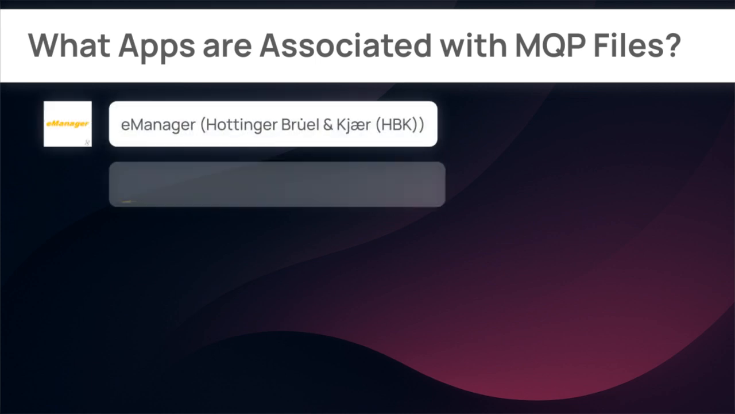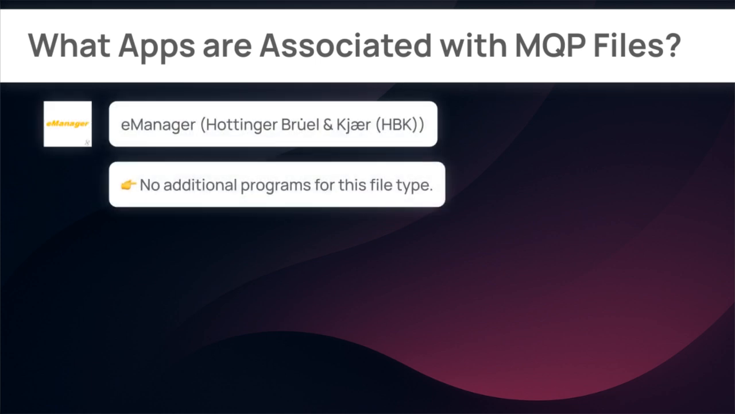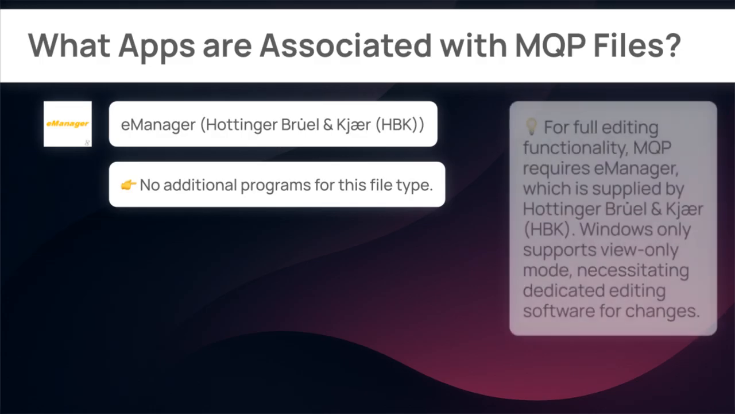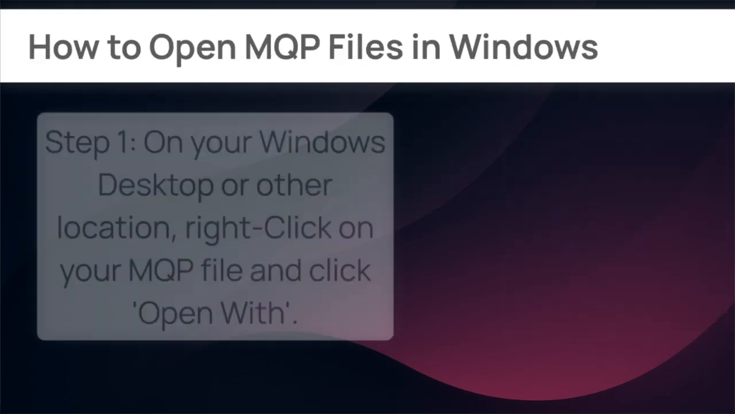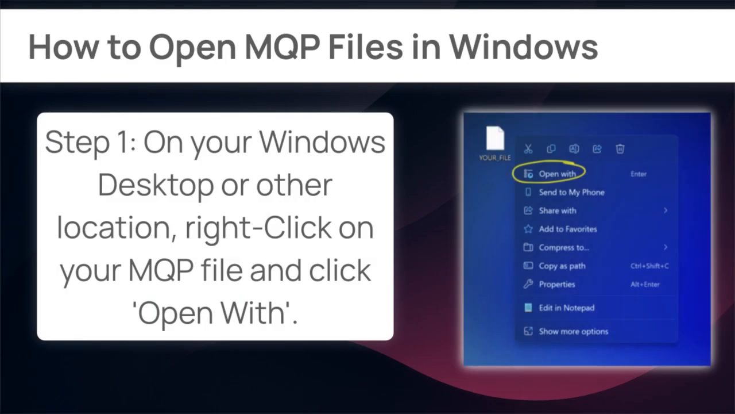The default, recognized opener for MQP files is known to be eManager from Hottinger, Bruel, and Kjær, HBK. Windows only supports view-only mode, necessitating dedicated editing software for changes. Windows does not parse structured data formats, so the original application is needed for full visibility. The easiest solution is often finding the right app.